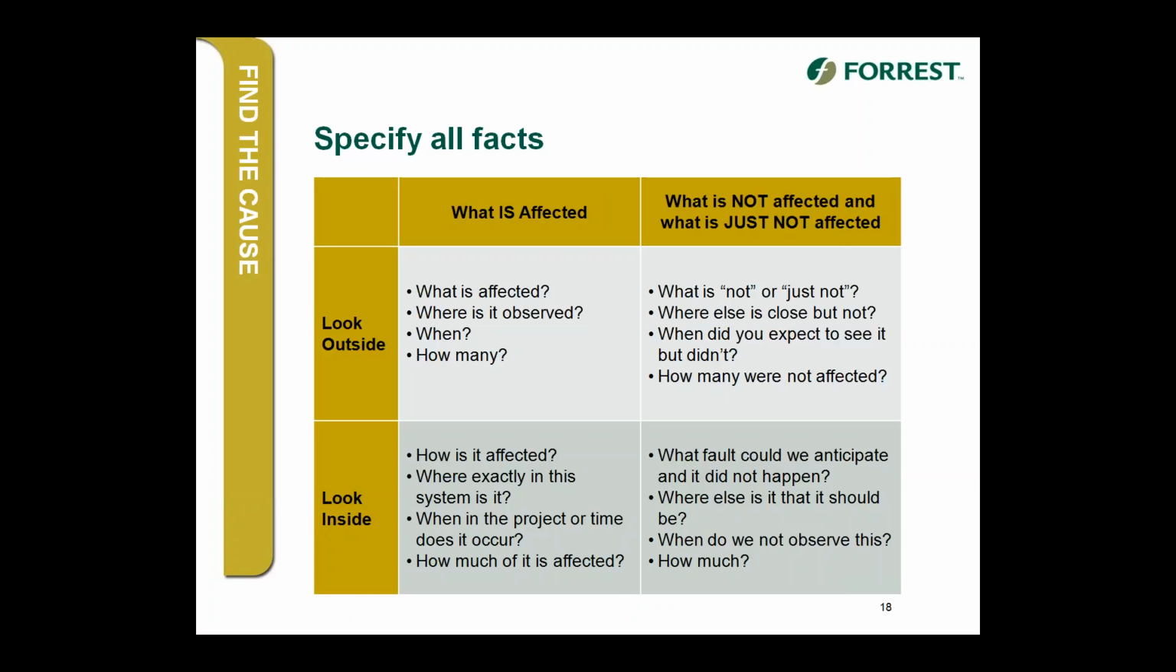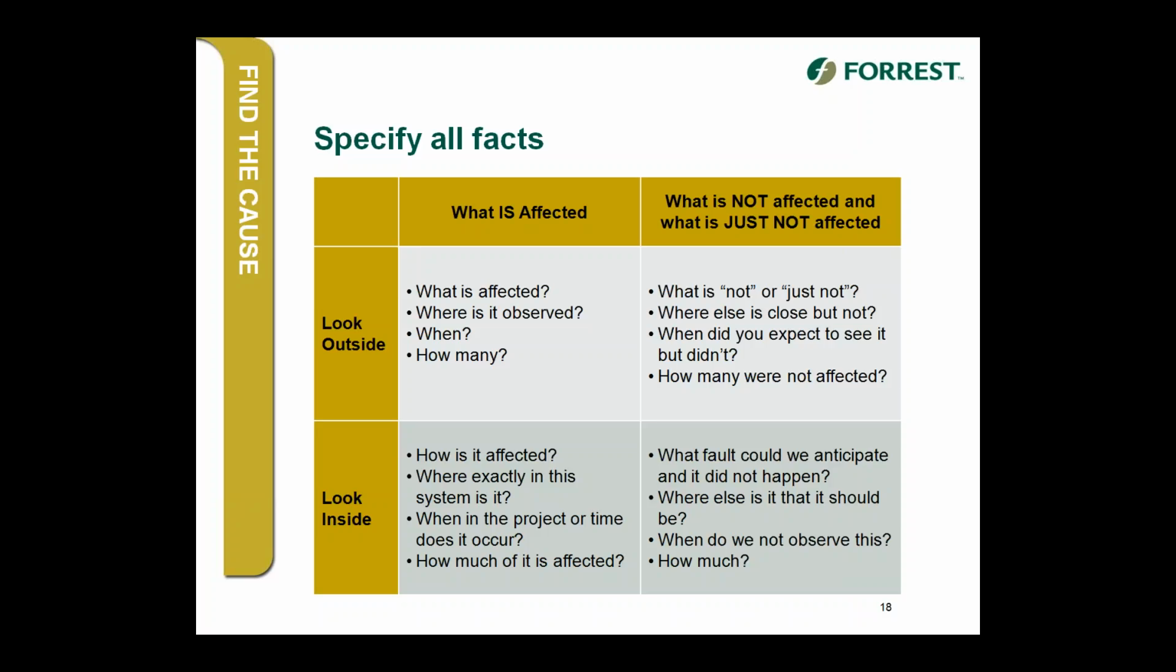So looking inside, under the what is affected column here. What is affected? What is it I'm seeing? When does it happen? How many times does it happen? How many things are affected? And then what is affected on the outside is how is it affecting the outside world? Is there anything that's happening out there that is affecting us inside? What exactly is in the system? Where exactly is it? Is it upstream? Is it in the middle? Is it the crux? Is it downstream?